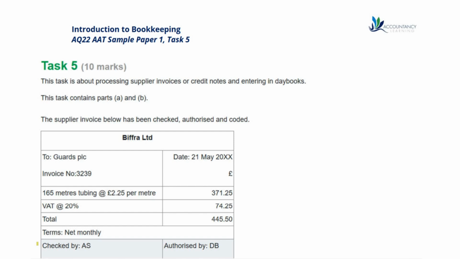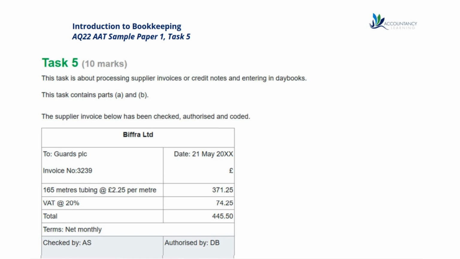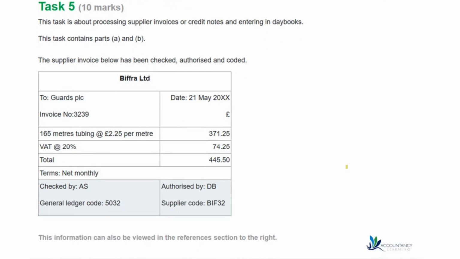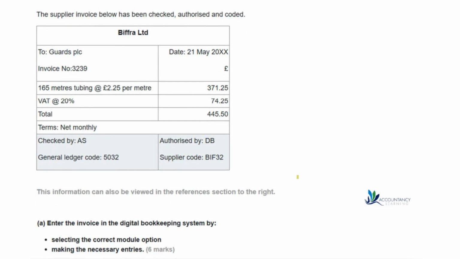I'm Sarah, and in this video I'll take you through the Introduction to Bookkeeping Sample Paper 1 Task 5. Task 5 is about processing supplier invoices or credit notes and entering them into the daybook. At the start of the question we are given some information about a supplier invoice. It's been checked, authorised and coded.